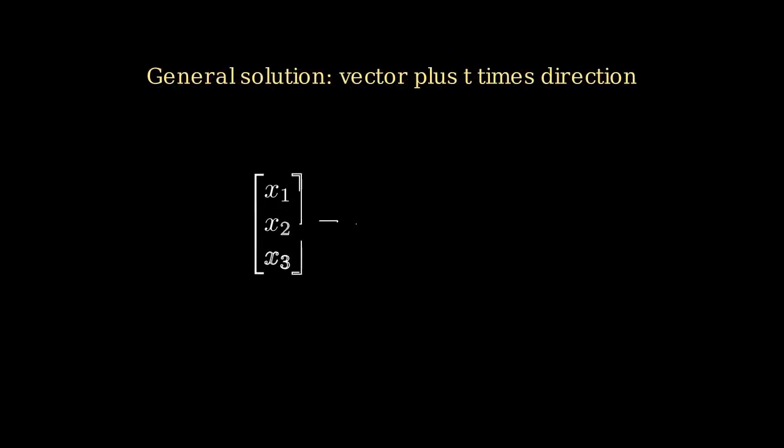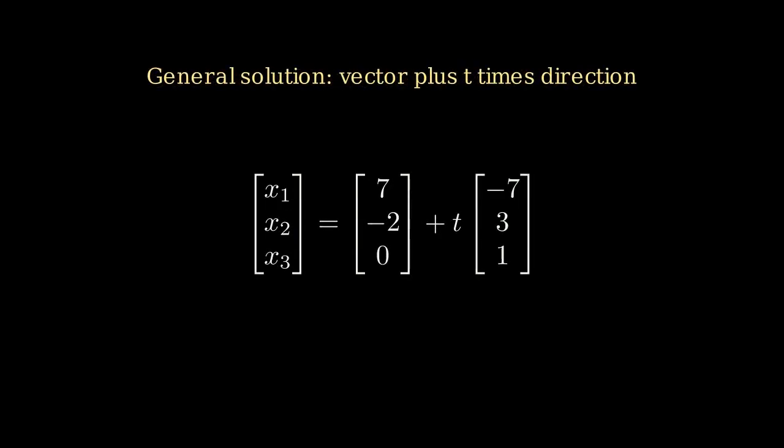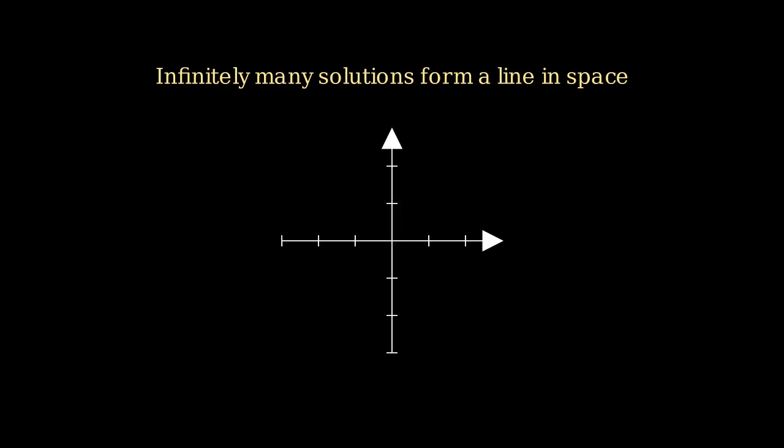Doing that back substitution gives the general solution, the vector x sub 1, x sub 2, x sub 3 equals the vector 7, negative 2, 0, plus t times the vector negative 7, 3, 1. Because t can be any real number, this system has infinitely many solutions, and geometrically they all sit on a single straight line running through 3-dimensional space.